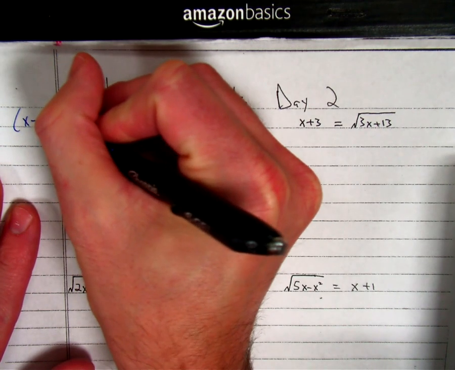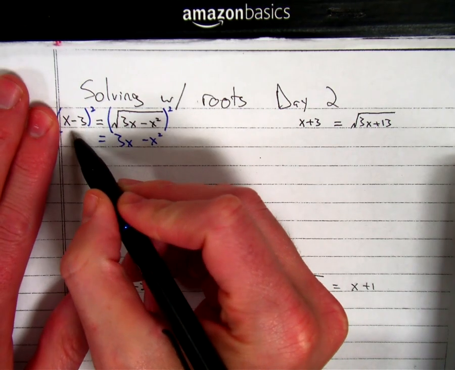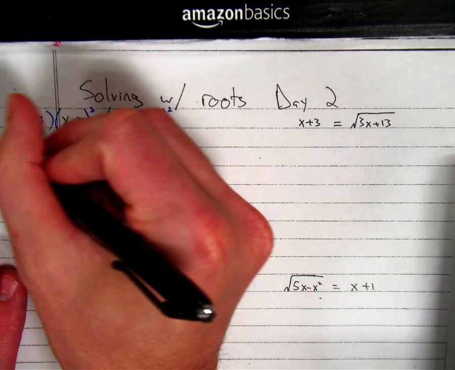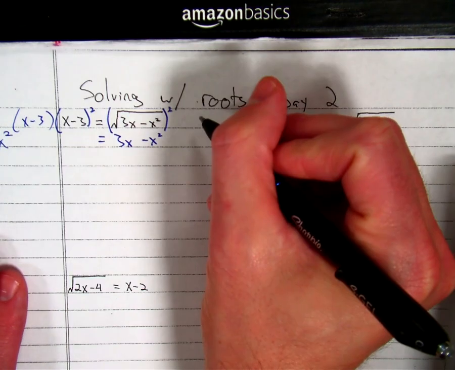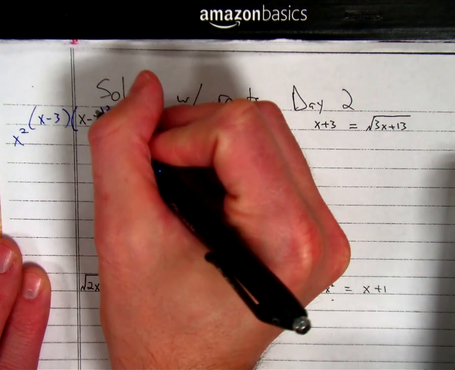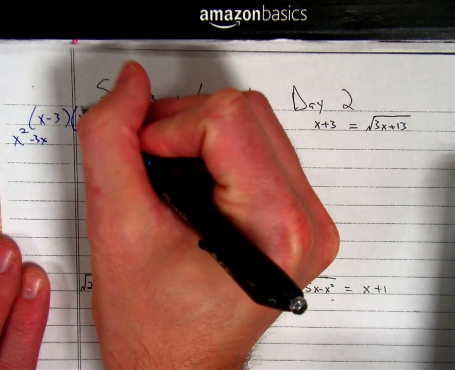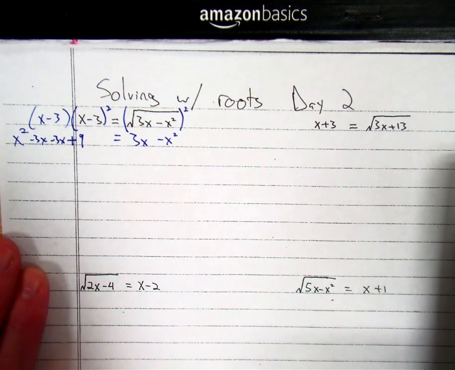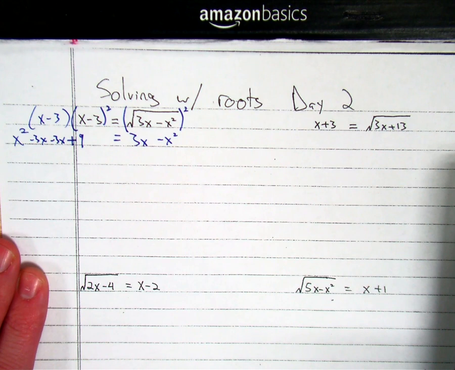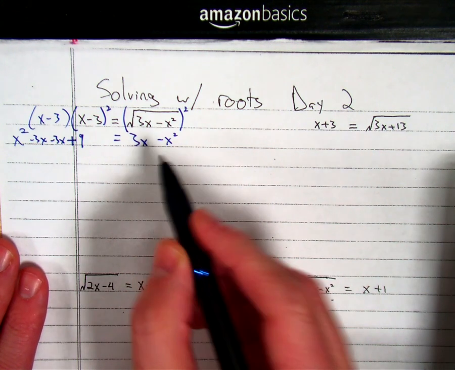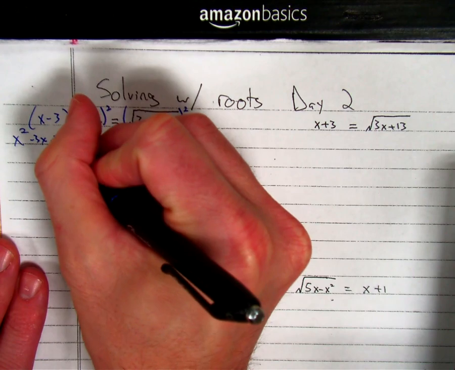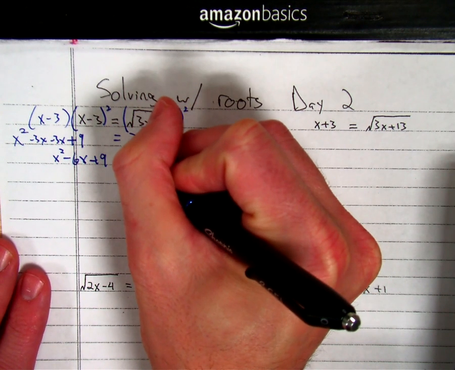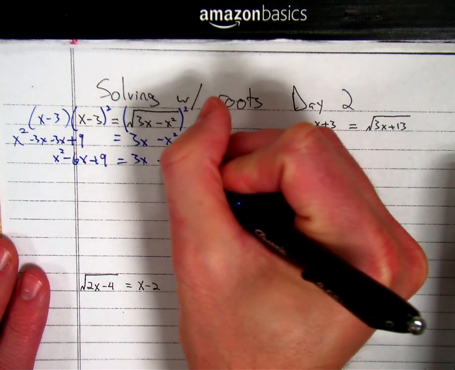Write it down twice and FOIL it out. That's what squared means, something times itself. So write it down twice, multiply it by itself. We're going to get x squared, minus 3x, minus another 3x, and then plus 9. Okay, so let's clean this left side up: x squared minus 6x plus 9 equals 3x minus x squared.